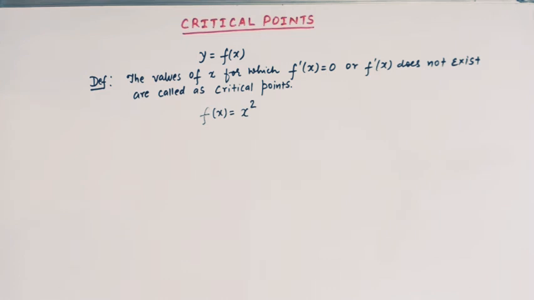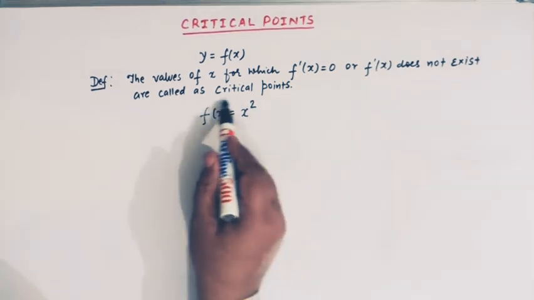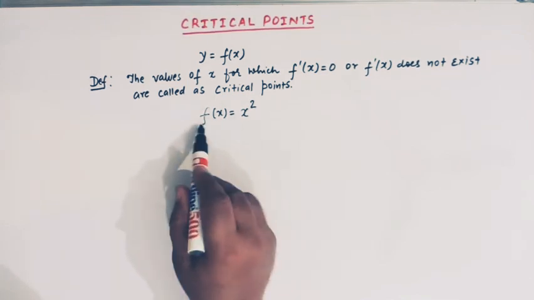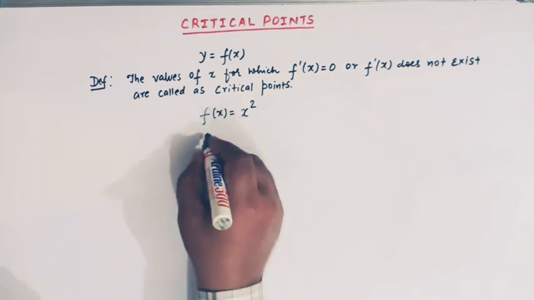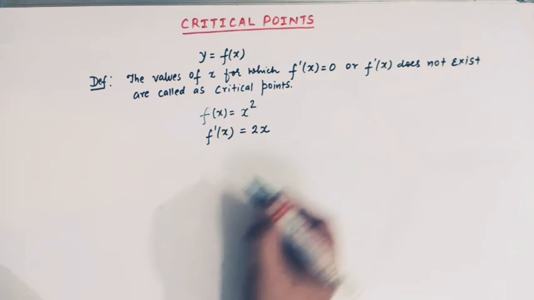Now let us take this function f of x is equal to x square. Now this is a quadratic function. Now let us differentiate this function. So f prime of x is equal to 2x, right?